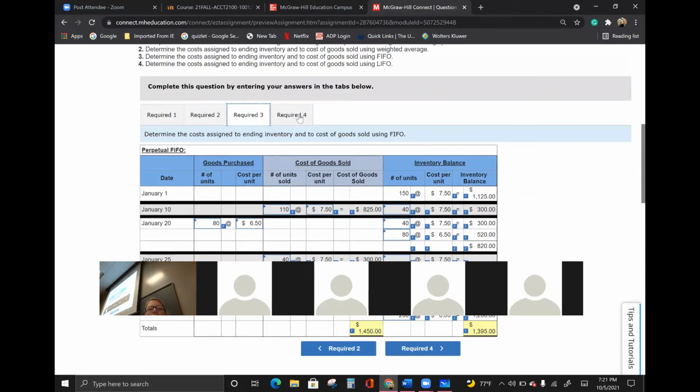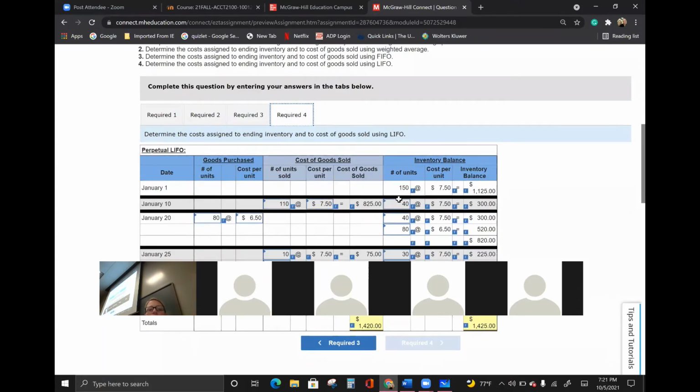Okay, let's look at LIFO. So we're doing the same thing. We have 150 units at 750, sell 110, we only have one batch, so we're pulling from that batch. We have 40 left over at 750. We buy 80 units at 650. Now I have 40 at 750 and 80 at 650.